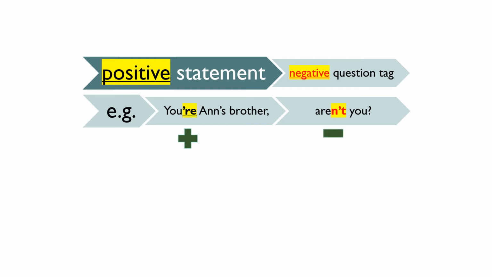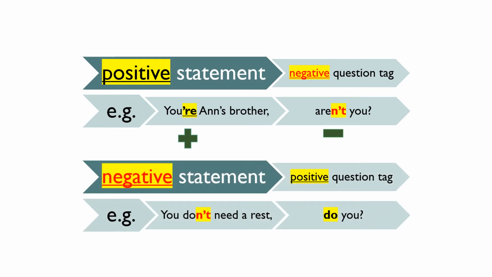On the other hand, we use a positive question tag for a negative statement. For example, "you don't need a rest." This is a negative statement with not in "do not," and the contraction is "don't." This is what you think, and you want to ask another person whether he or she agrees. Then you would add a positive question tag behind the sentence, and the whole sentence becomes "you don't need a rest, do you?" The first part is a negative statement, so we add a positive question tag to it.